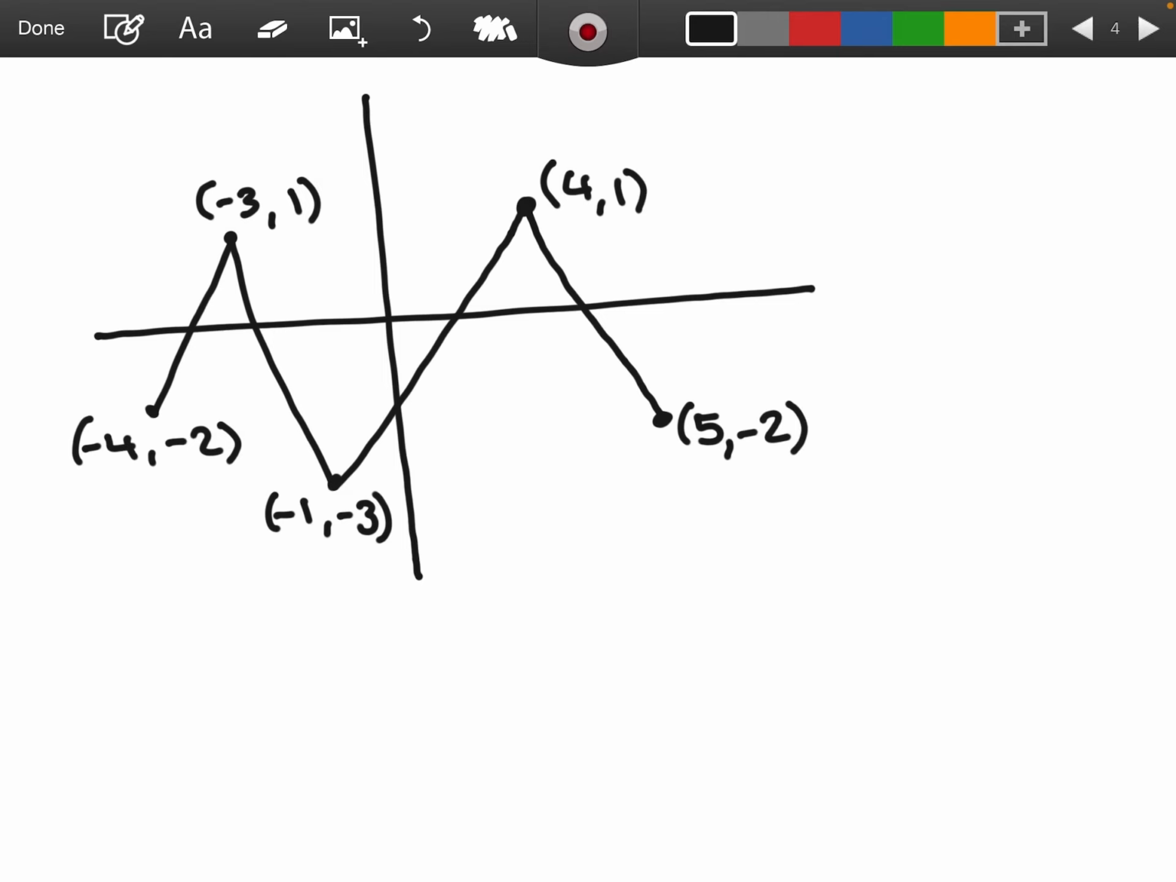Okay, I have this graph of a function. I want to look at what my domain and range of this particular function is. Domain means I look at the x coordinates, range means I look at the y coordinates or the f of x values. Okay, where this is my x and y axes. My domain here is the set of x values.